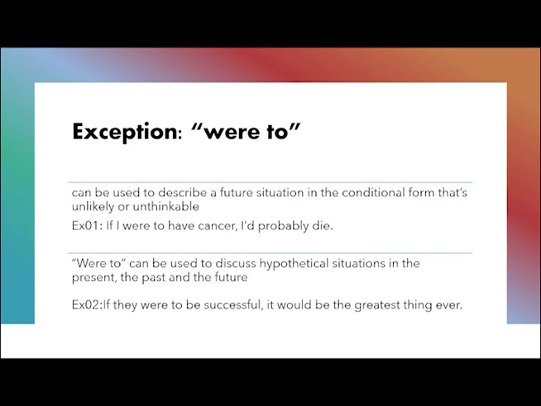Okay, so in rare cases or exceptions, you can use were to for the result of the condition of something we don't want to happen, or something unthinkable. Like you can say, if I were to have cancer, I'd probably die. It can also be used in a hypothetical situation. For example, if they were to be successful, it would be the greatest thing ever.